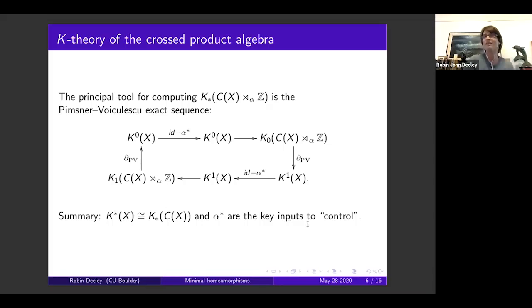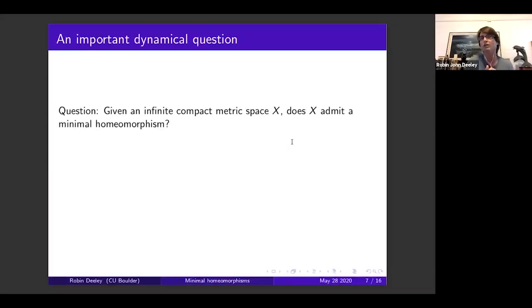Okay, so these are the things we want to control if we're trying to get the prescribed K-theory of the cross product. At this point, we organize a Zoom meeting with our favorite dynamical systems person over a beer or something like this and say, give me a bunch of minimal dynamical systems. I'm going to play with them and I'm going to try and make the required groups. So we're faced with a purely dynamical question. If you give me a metric space that's compact, does it admit a minimal homeomorphism?